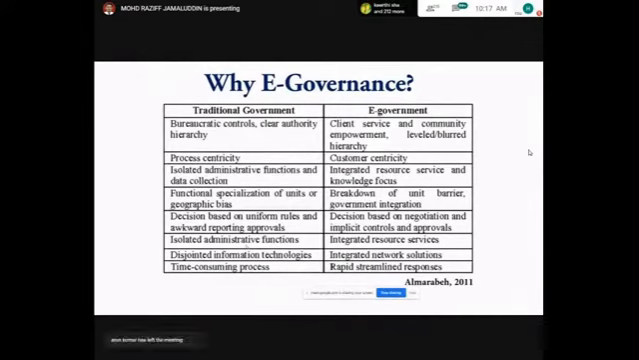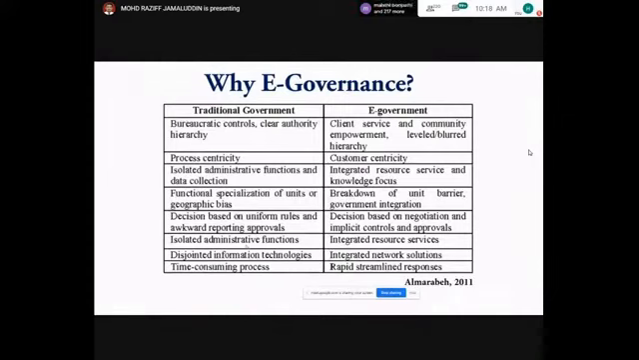For e-government, we want to streamline the processes, because nowadays the government and the whole ecosystem need very quick information. So whether the government likes it or not, we have to do e-governance, with integrated resource service and knowledge focus, breakdown of unit barriers, and decisions based on negotiation and basic controls and approvals.